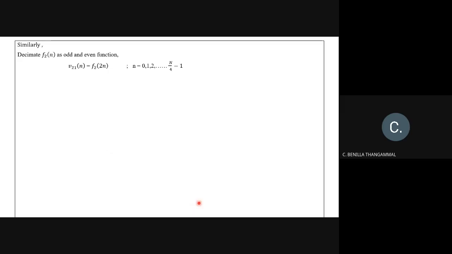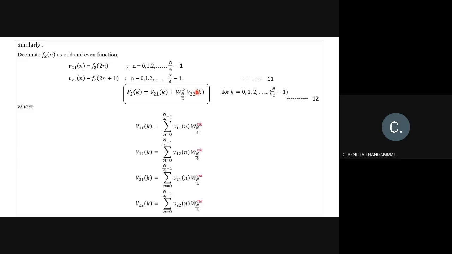Similarly, I can decimate your f2 of n as even and odd, which is nothing but v21 of n and v22 of n. So what happens? I can write this f2 of k as v21 of k plus W suffix n power k into v22 of k. So here this f2 of k is your n by 2 point sequence, but your v21 of k and v22 of k are going to be n by 4 point sequences here. Right, so I can write your v11 of k, v12 of k, v21 of k and v22 of k this way. All these sequences are n by 4 point sequences.